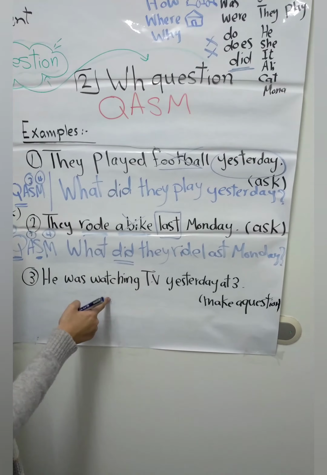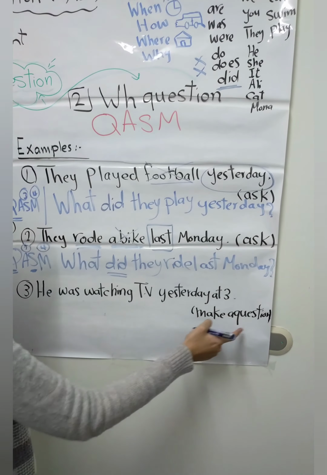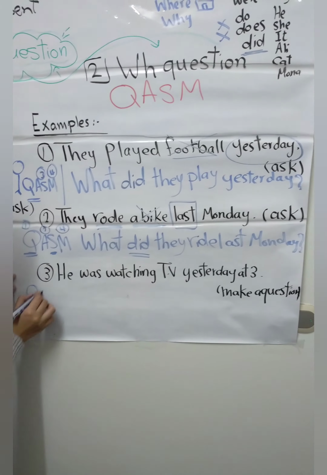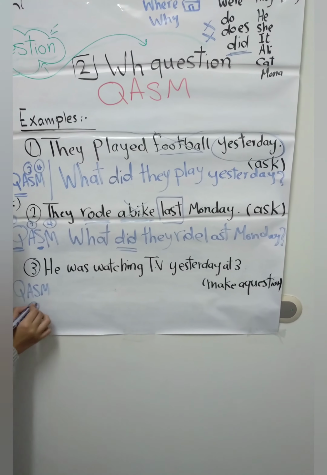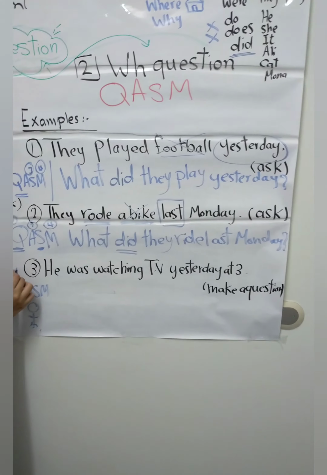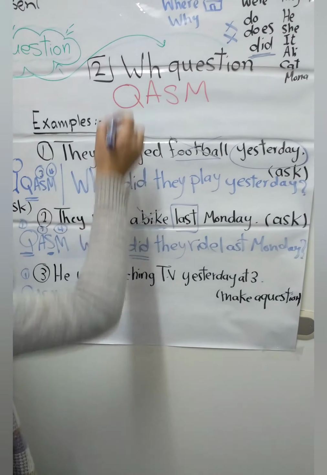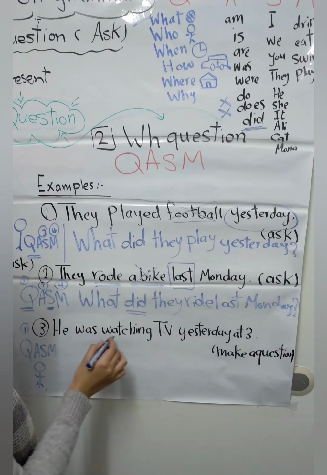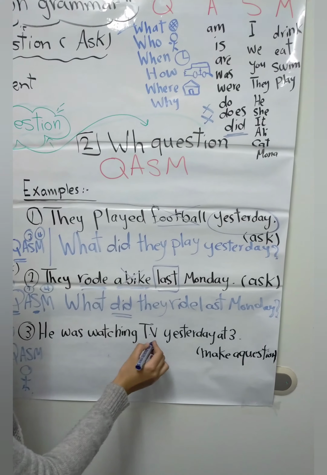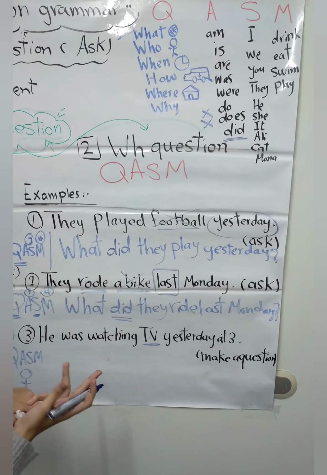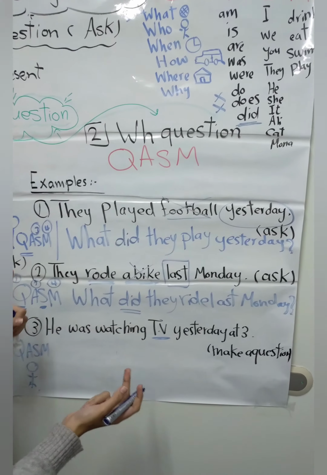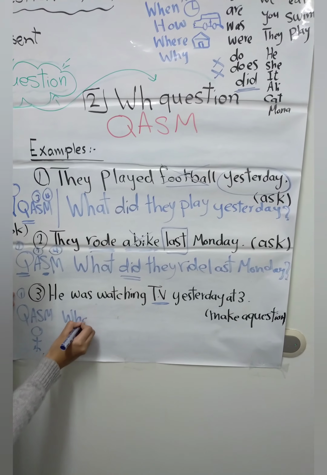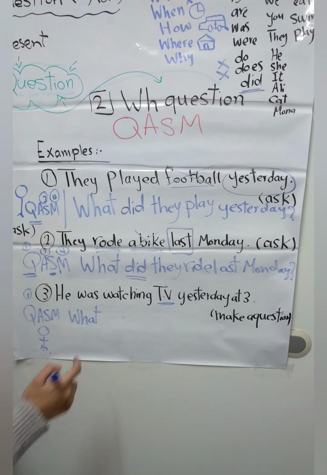Number 3, he was watching TV yesterday at 3. Make a question, or ask. Number 1, don't forget our friend Qasim. Question word: what, who, when, how, where, why. He was watching TV yesterday. I want to ask about TV. Can TV talk? No. Can it think? No. So we ask about it with what. It's a non-human, Junior.